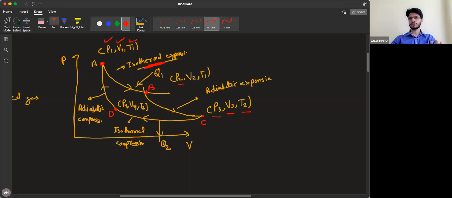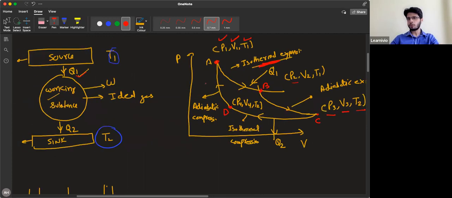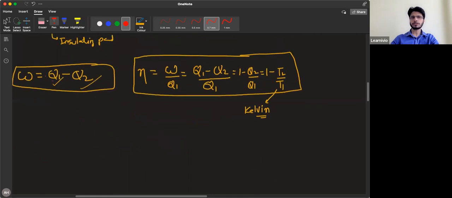So this is the Carnot cycle. This order is very, very important: isothermal expansion, adiabatic expansion, isothermal compression, and then lastly, adiabatic compression. When you calculate work done for the entire process, it comes out to be Q1 minus Q2.